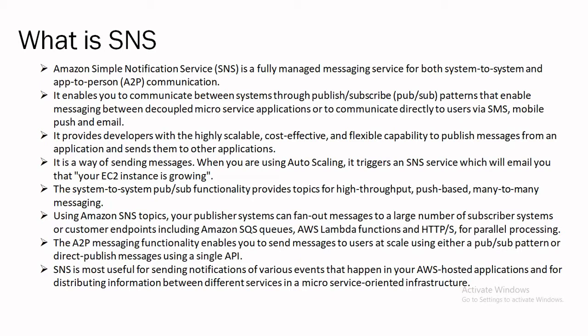It is a way of sending messages when we are using auto scaling. It triggers an SNS service which will email us that our EC2 instance is growing. SNS notifications can also trigger Lambda functions when a message is published to an SNS topic that has the Lambda function associated with it.